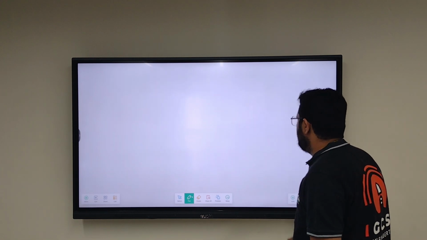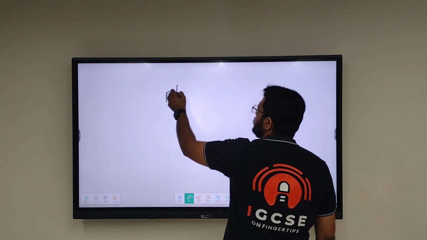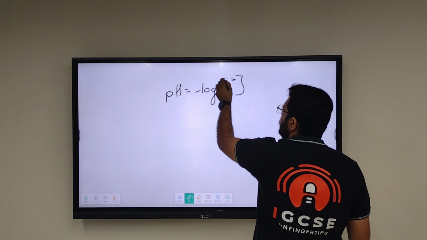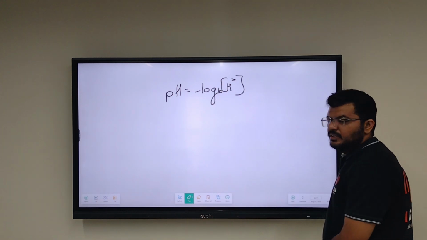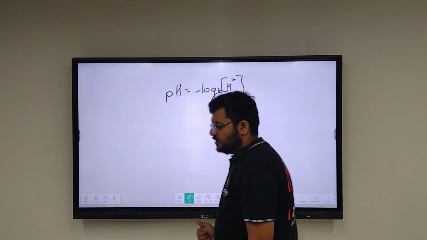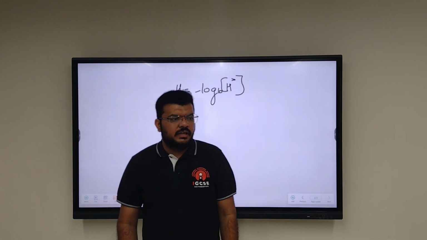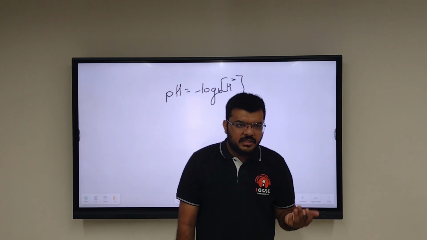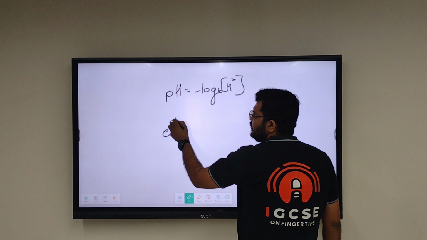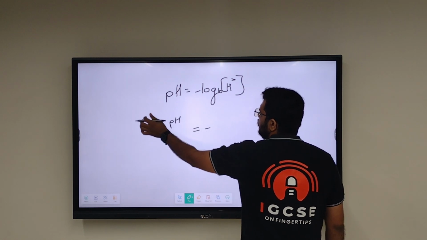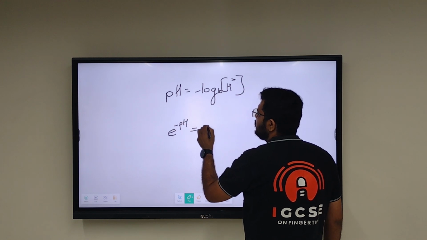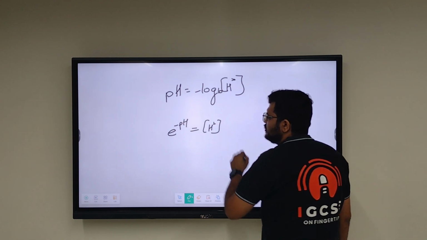And then they start with pH calculation. The pH is equal to minus log of H plus concentration, and log is to the base 10, right? From here you can find the concentration of H plus ions if pH is given, by changing the equation. You can write E raised to minus pH is equal to H plus concentration.